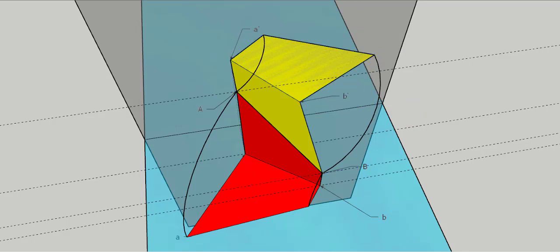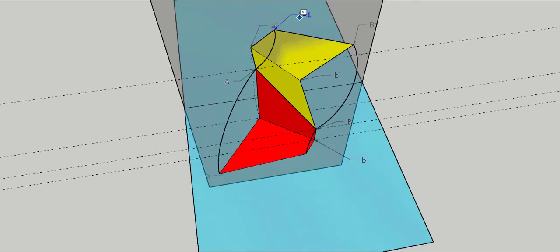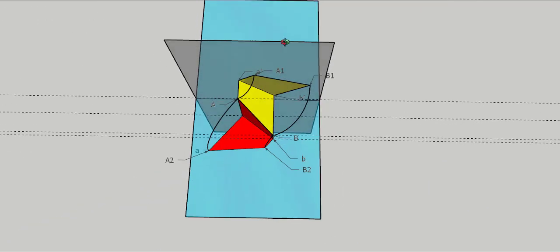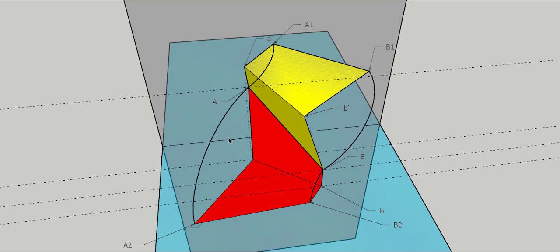Let me point out or name these points also. This will be A1, this will be B1, this here will be A2, and this here will be B2. So what do we have here? Just by rotating this plane, we have got that A1 B1 has the same length as AB, that is capital A and capital B.